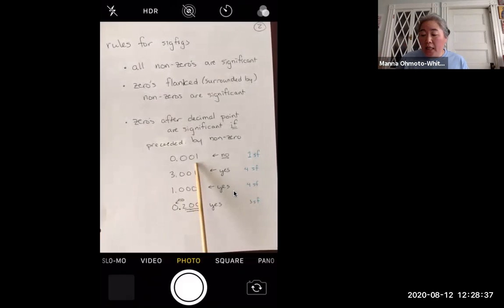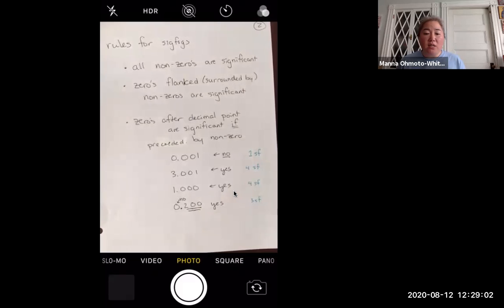So no, because it's not following a non-zero number, it's in front of a non-zero number. So this only has 1 significant figure. This has 4 because they're being flanked. This has 4 because it's following a non-zero number. They are preceded by a non-zero number. And this 0 will be no, but these zeros would be yes, so this would be 3 significant figures.